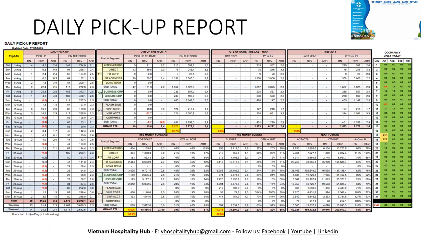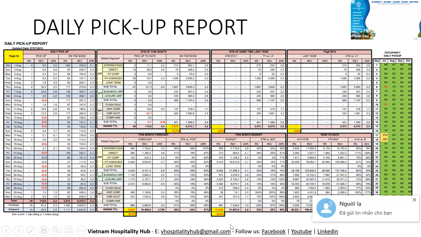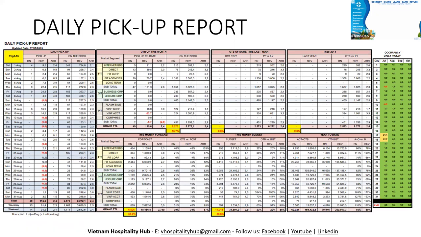Because in this report, you will record data about the segment. You see here, this is the segment of the hotel. And then this is the room night, revenue, average room rate. And then this is the pickup. This is on the book. Same time last year, for the comparison, for you to see it in a different dimension. So you can understand how your business is moving.